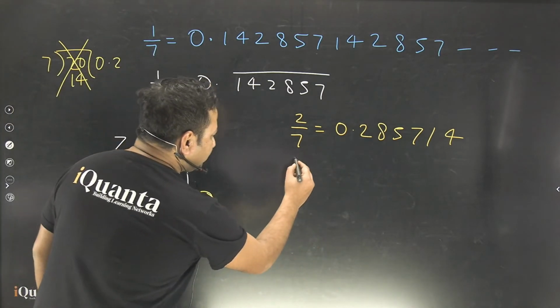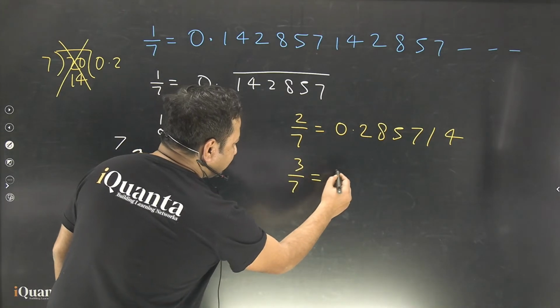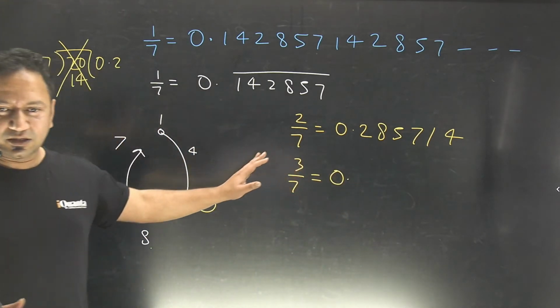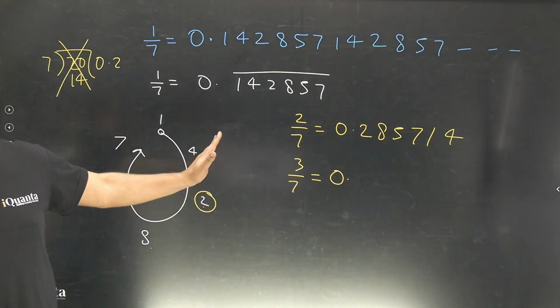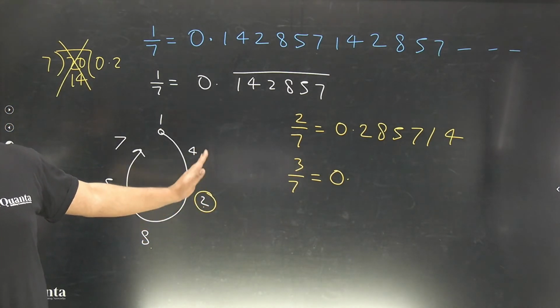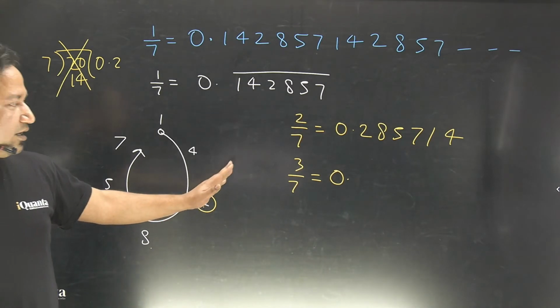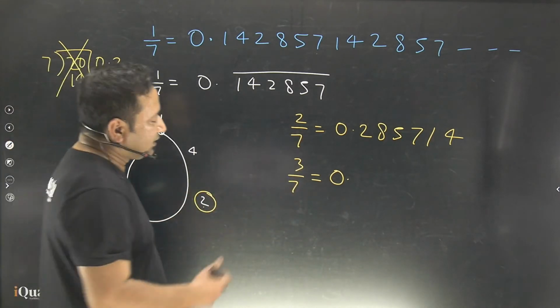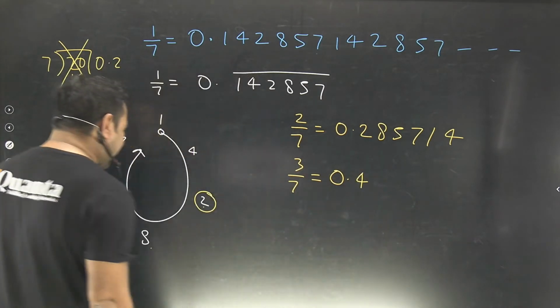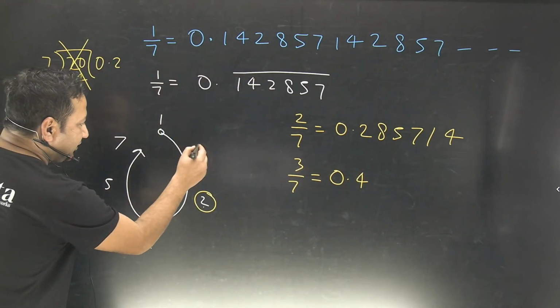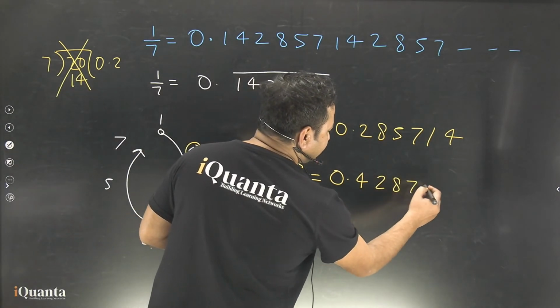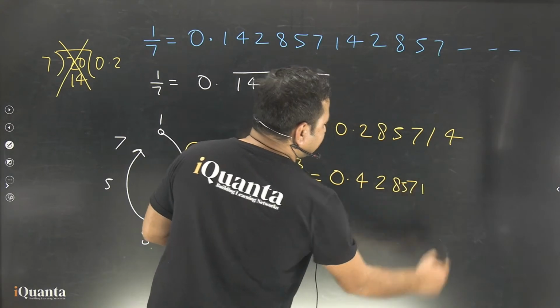Now, if I want to calculate 3 by 7, 0 point, what should come? I put a point, this becomes 30. 7 fours are 28, isn't it? The maximum multiple of 7 less than 30 is 28. I put a 4. Now I'll look where the 4 is. Here we have 4: 4, 2, 8, 5, 7, 1. This will be our answer.